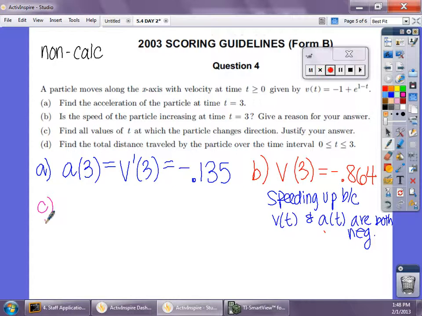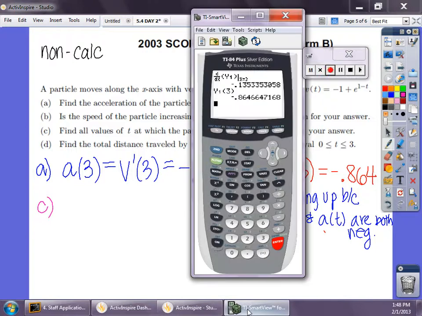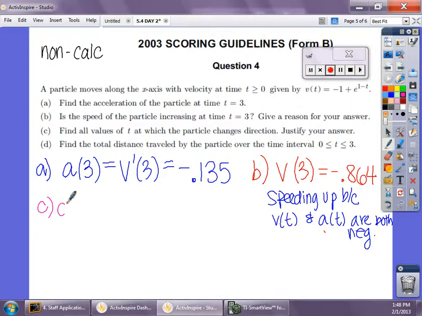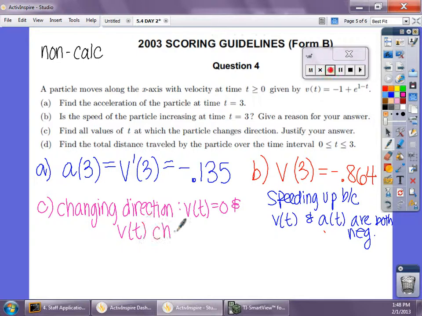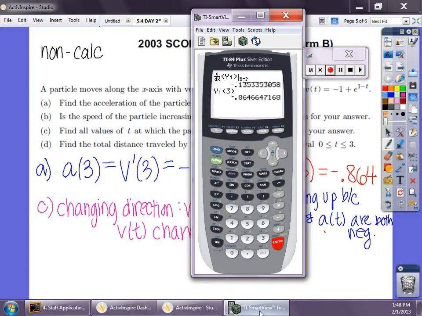And I believe in this case we're just looking at time greater than 0. So I'm going to come back and I want to check for changing direction. So let me actually write down my definition. Changing direction means that I have v of t equal to 0 and v of t changes sign. Now, I'm not going to go through the hassle of making a sign chart algebraically. What I'm going to do is graph v of t.